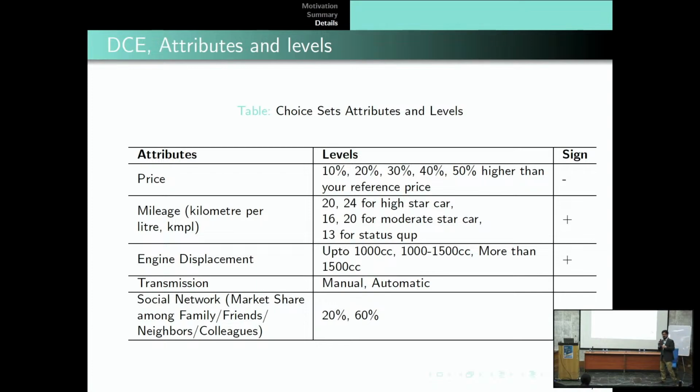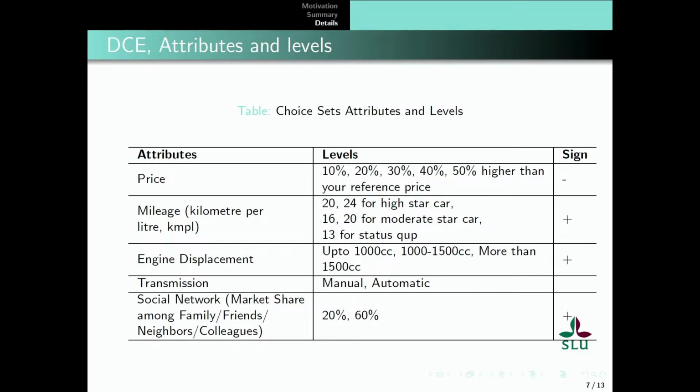Yes? Are we expecting that the respondents already know about these things like mileage, engine displacement? They are fully aware of all these factors? Or do we need to make them understand all these things? What are the options available in the market?